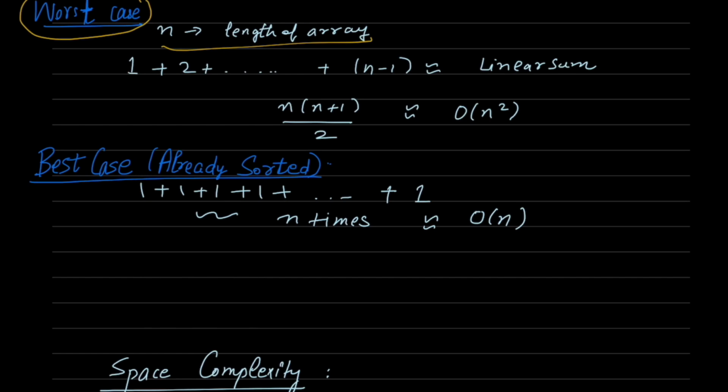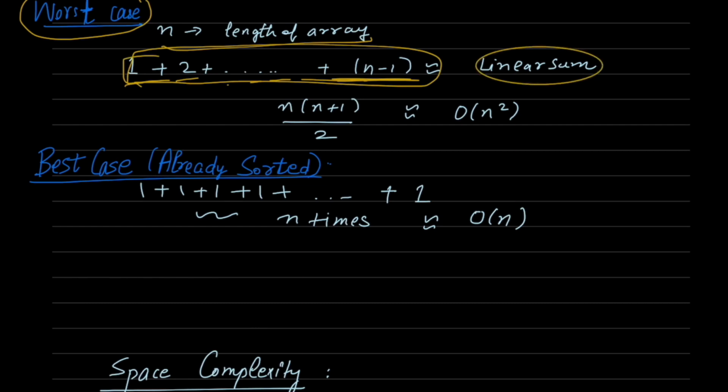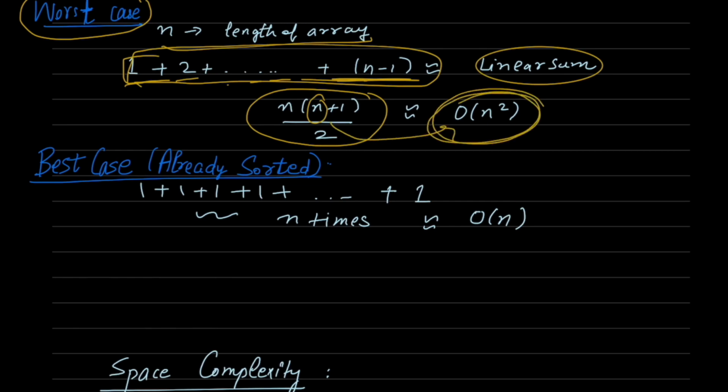It is like first time we did one comparison, second time we did two comparisons, and so on. At the end we are doing n minus 1. So if you closely have a look, this is something equal to a linear sum, which if you remember from school we learned the formula as n times n plus 1 by 2. And now if we evaluate this, if n is very large, this would approximately be equal to O of n square, which is the worst case time complexity for insertion sort.